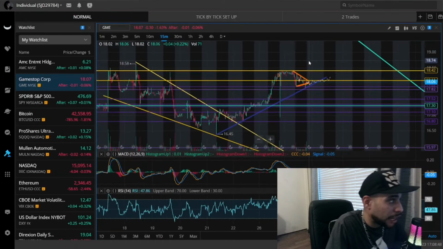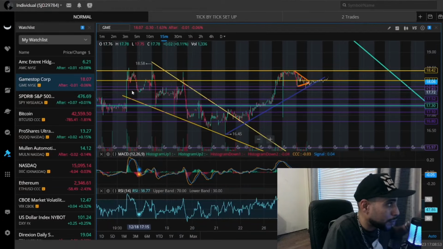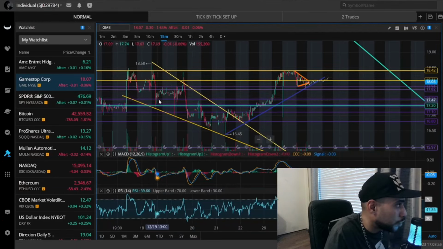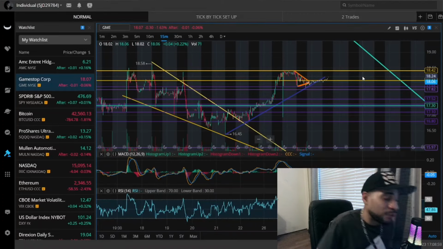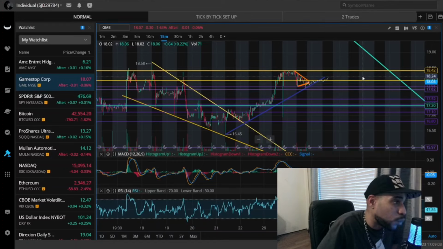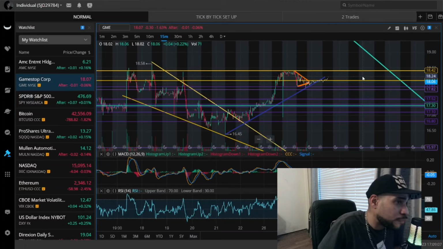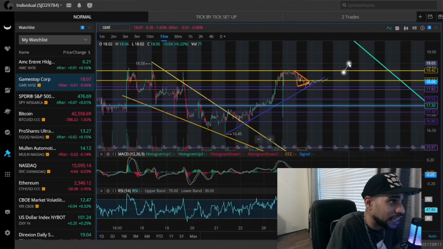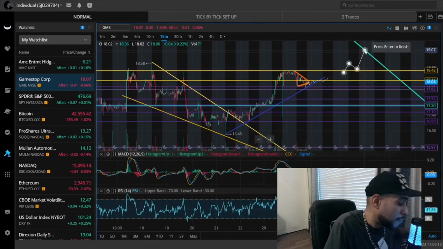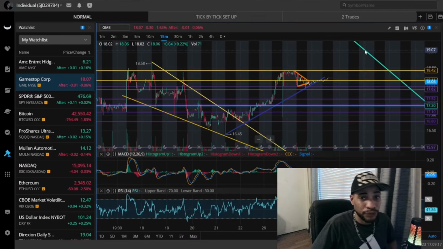There's a cup and handle forming. Right here is your cup. Right here is your handle. It also could potentially be forming an inverse head and shoulders. Right here is your shoulder. Right here is your head. And then it'd make another shoulder, which would be a big breakout to the upside if we can get above $18.42. That's going to be the specific level to look for, $18.42. If you see us break above that and use that as support, you're going to see a nice move for GME.